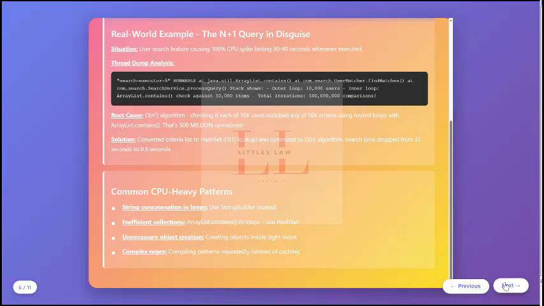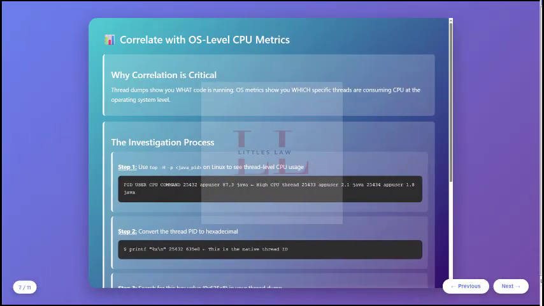And then moving on to the seventh slide, which is correlating with the OS metrics. Let's talk about correlating thread dumps with the operating system level CPU metrics. This is where you move from "I think this code is a problem" to "I know for certain that this specific thread is consuming the CPU." Here's why this matters. The thread dump shows you what code is running, but the OS metric shows you which specific threads are actually consuming CPU at the operating system level.